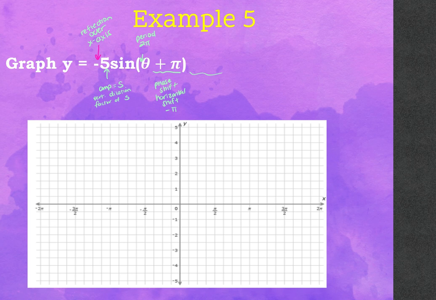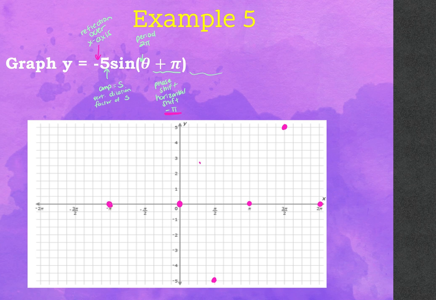So where sine normally goes 0, up, down, up, now it's going 0, down to -5, up to 0, up to +5, and back down to 0. So that took care of my reflection and my amplitude. The only thing I haven't done is my phase shift. So everything's moving left pi.